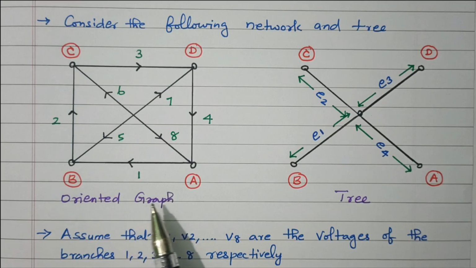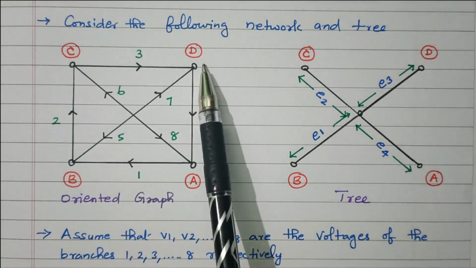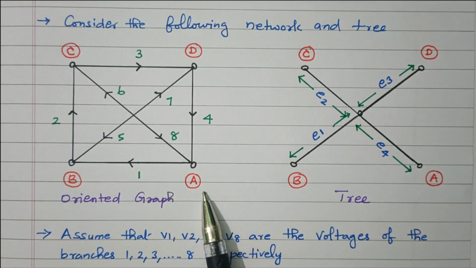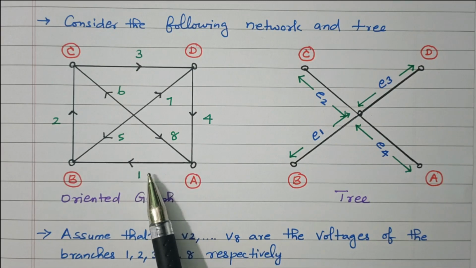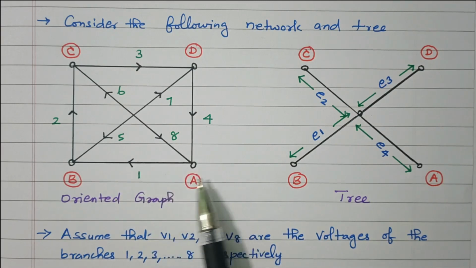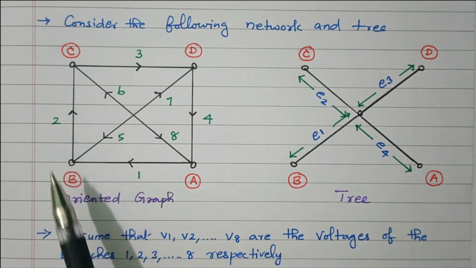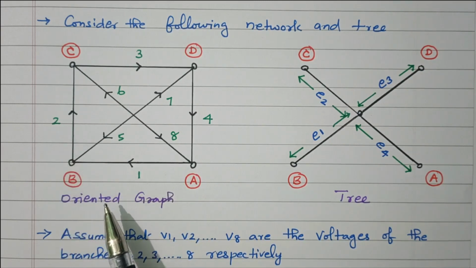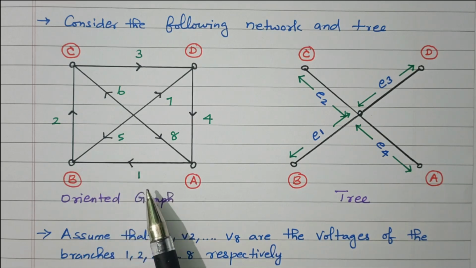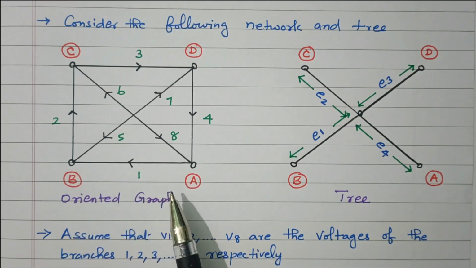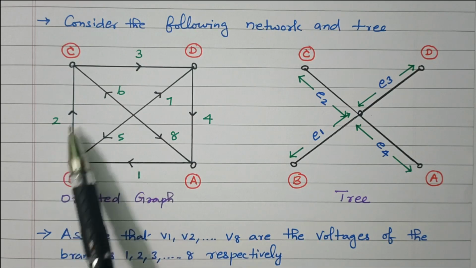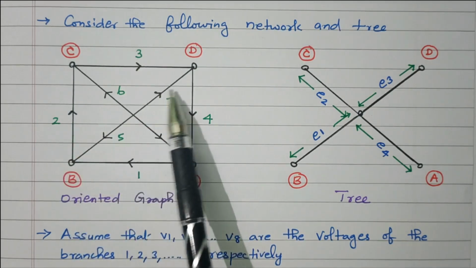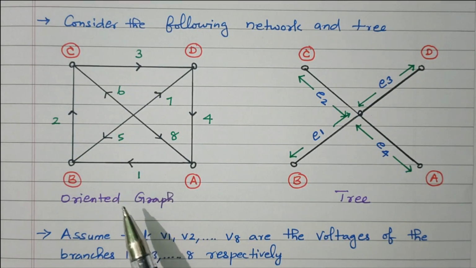So here there are four nodes available, A, B, C, D. Node means the junction point of more than one element. Here elements 1, 8, 4 are connected. Similarly here 1, 5, 2 are connected. So the node is the junction point, connection of more than one element. There are 8 branches available. Branch is nothing but connection between the nodes. The element connected between the nodes is called a branch. So 1, 2, 3, 4, 5, 6, 7, 8. There are 8 branches available.